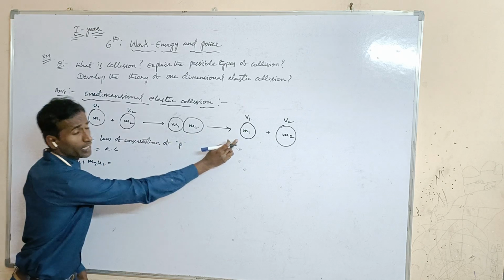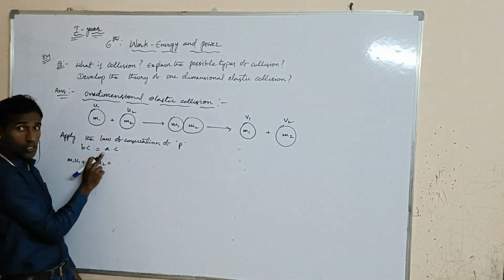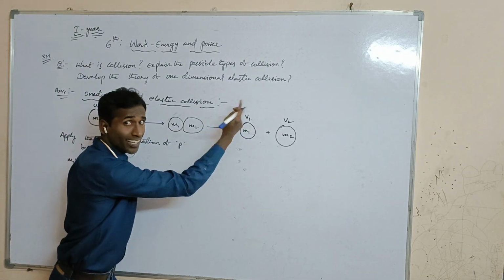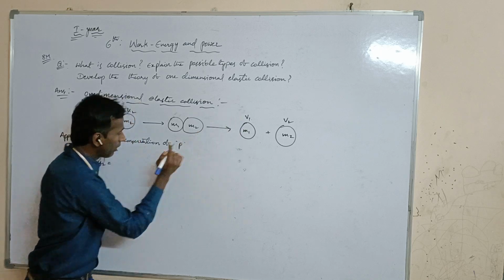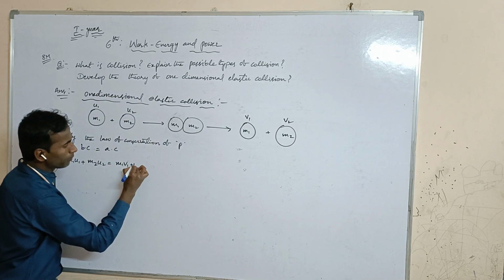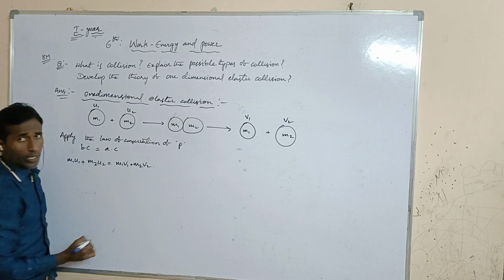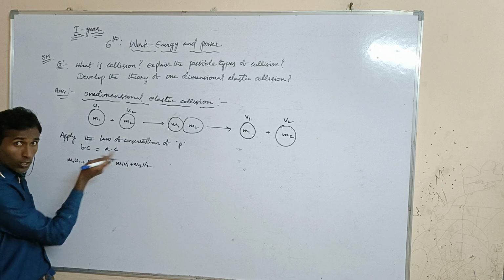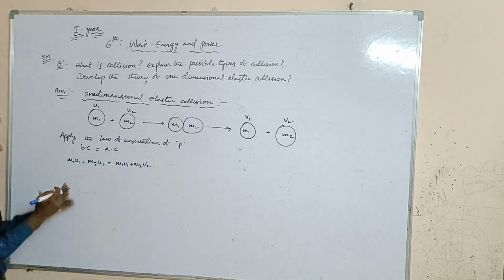is equal to after collision. After collision, our masses are the same, but the velocities are different. So it is M1 V1 plus M2 V2.